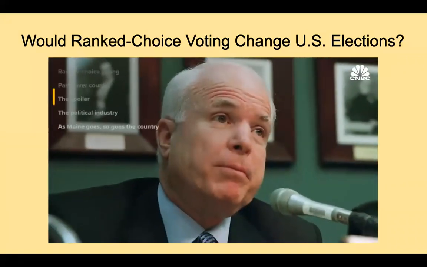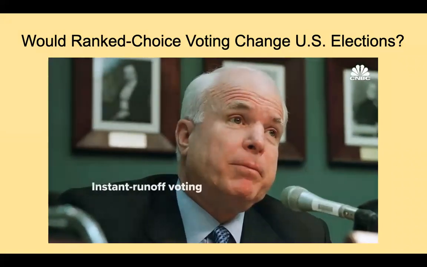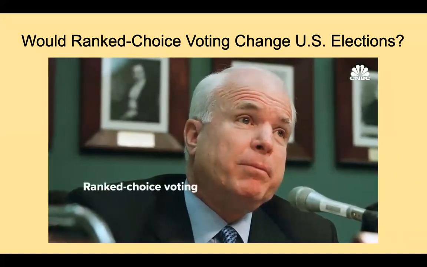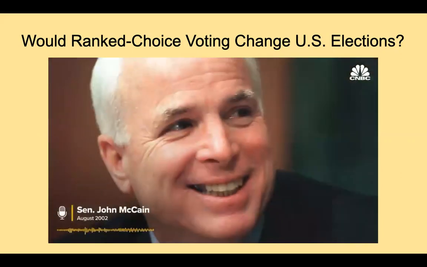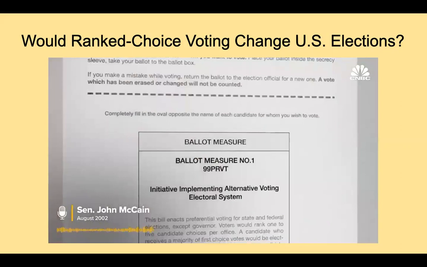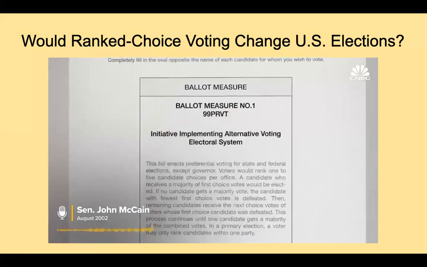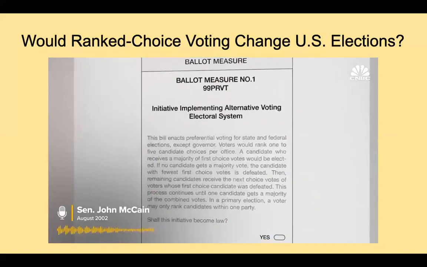In 2002, the late Senator John McCain campaigned to support instant runoff voting, also known as ranked choice voting. Hello, this is Senator John McCain. I'm calling to urge your support for Ballot Measure 1 on August 27th. Ballot Measure 1 will adopt a fairer voting method. It will lead to good government because Alaska will elect leaders who have the support of a majority of voters.